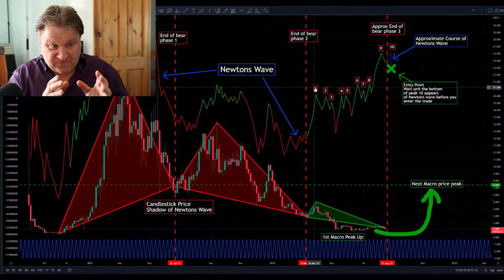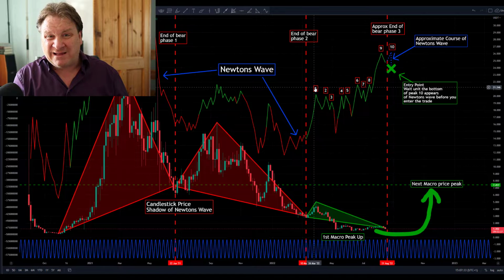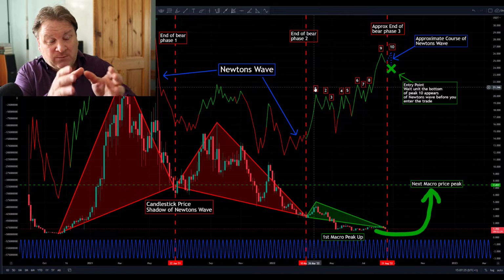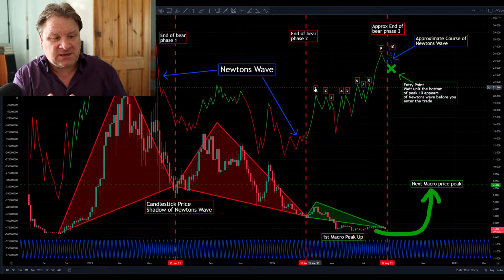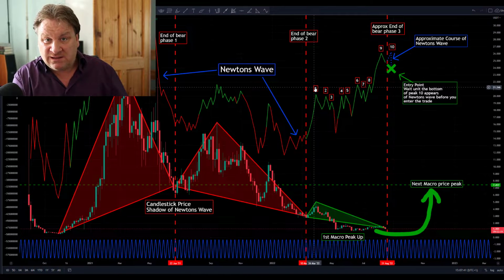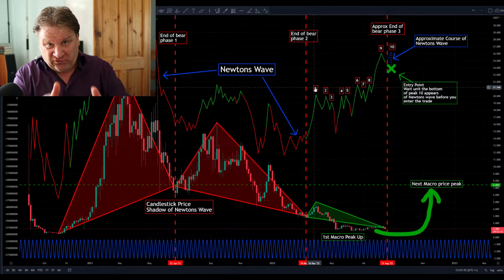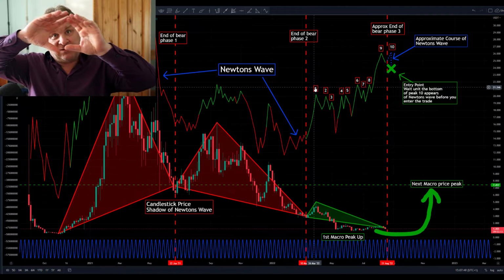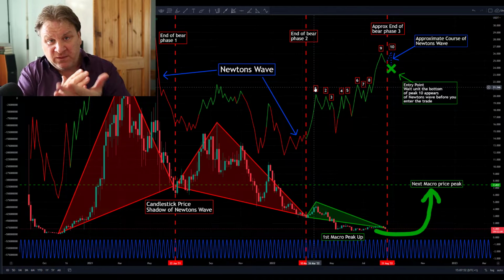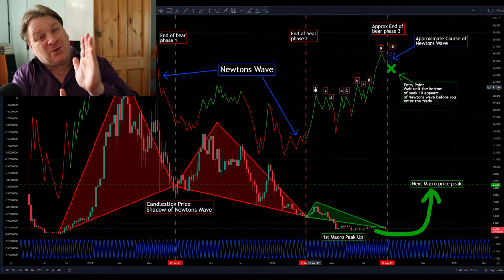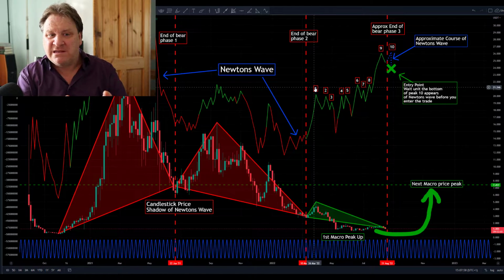And if you're trying to just analyze and trade the candlestick pattern, it's almost like trying to tell the time on a clock that hasn't got a clock face. If it's got no hands or numbers, you can't tell the time. That's why it's so hard trading the shadow, the candlestick price shadow. If you trade Newton's wave, it's like having the clock face on the clock. The peaks on Newton's wave are the minute hands. So that's why you can now enter and exit your trades without any losses and just keep your gains.